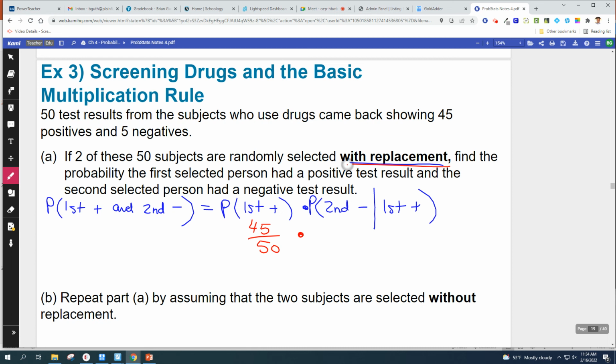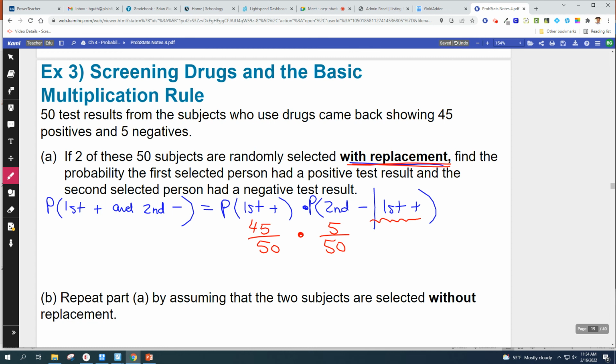I think this with replacement is kind of the key here because we're taking that first test result and putting it back in. So that means there are still 50 things that we would have to choose from. Imagine a file folder that's got all these 50 slips of paper in there. You took one out and it was positive. You had a 45 out of 50 chance that that was positive, but you put it back in the file folder. What's the probability that the second one is negative? Well, it's just 5 negatives out of the 50 total papers in that file. 5 out of 50.